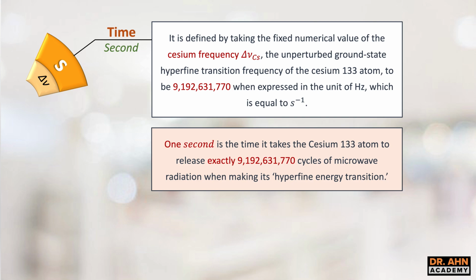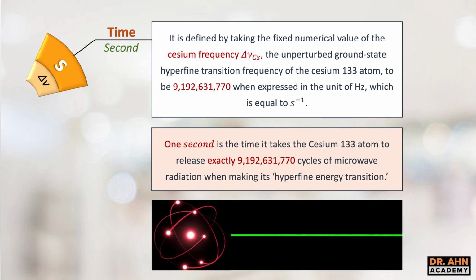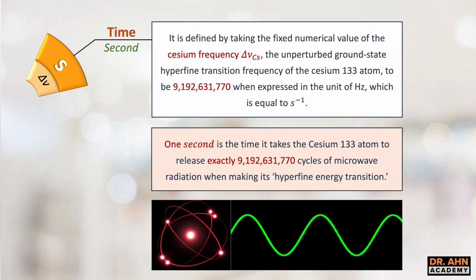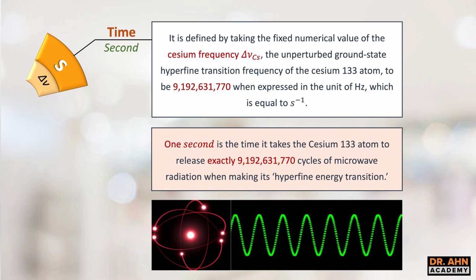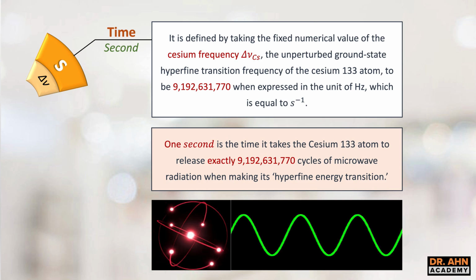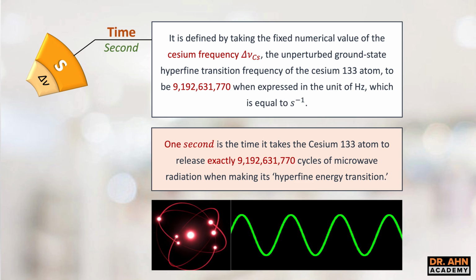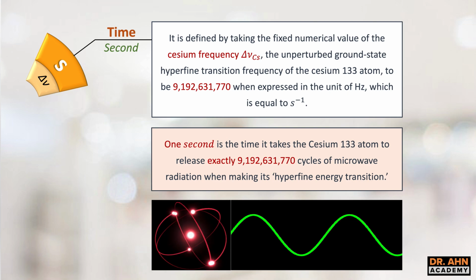Still pretty hard to grasp, but it basically says we're counting the number of cycles of light wave radiating out of the cesium atom during something called hyperfine energy transition. So if we count this exact number of cycles, which is over 9 billion cycles, that's 1 second.